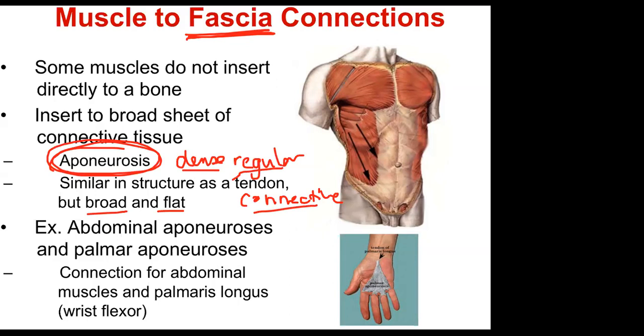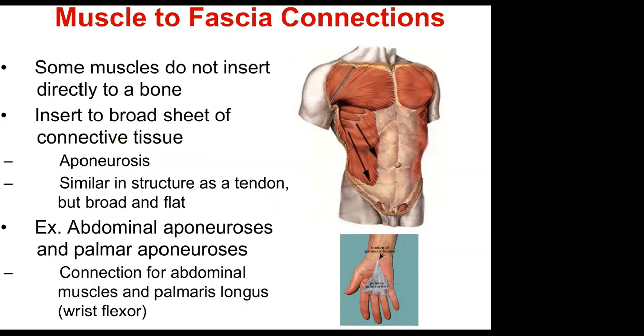So you can see two examples here. In the palm of our hand, we have this broad, flat connective tissue that many of the muscles of our forearm attach to. And then also in the abdominal area. So I have a nice picture of this on the next slide. So while in the previous two examples, muscles attached to bone to create motion, in this example, muscles attach to connective tissue to actually create motion.